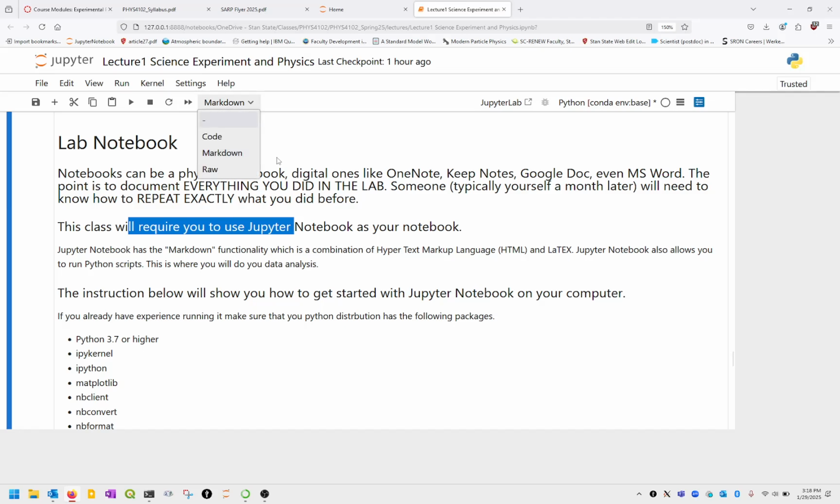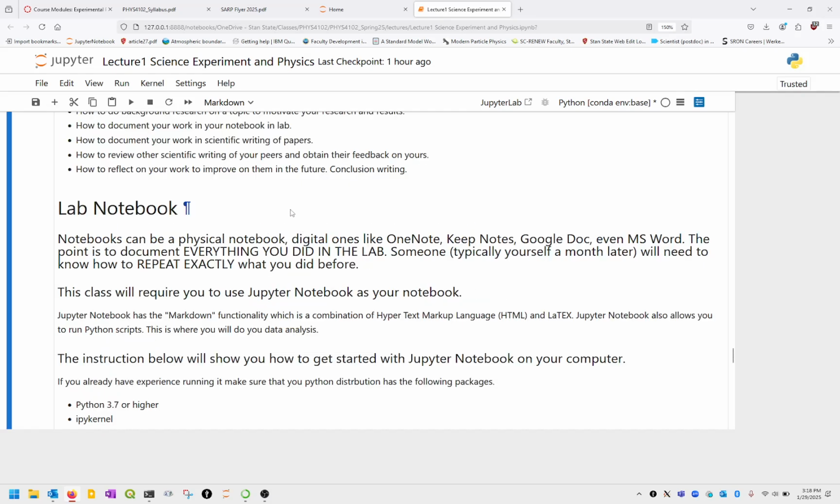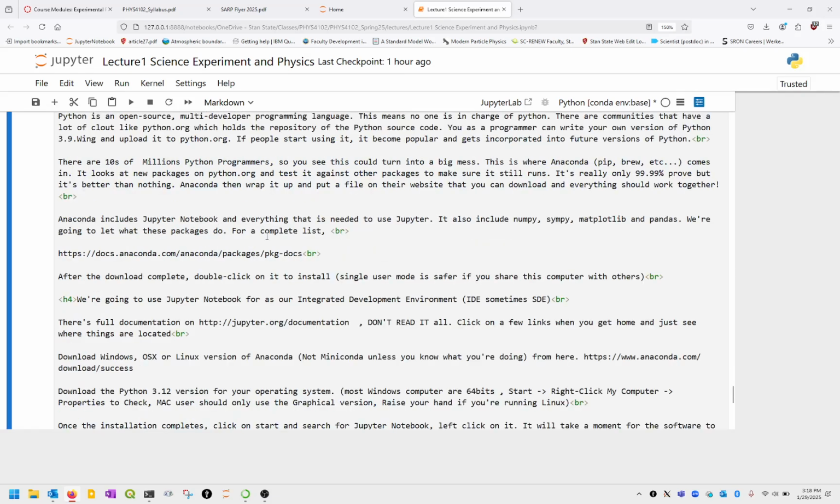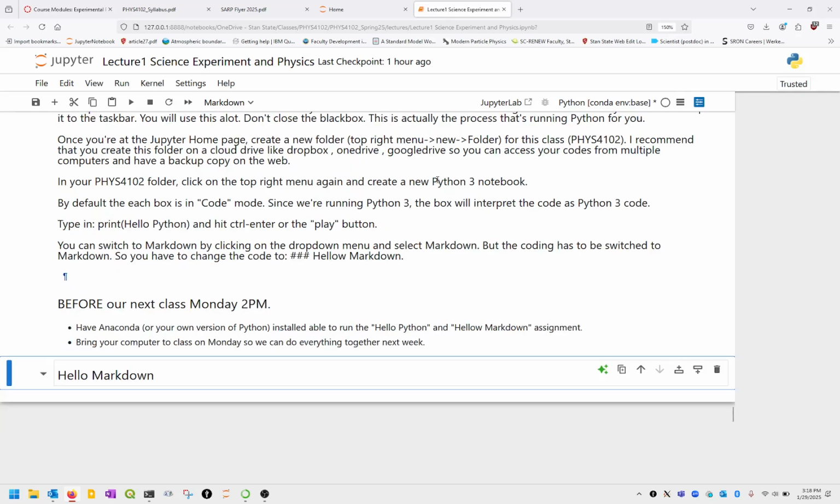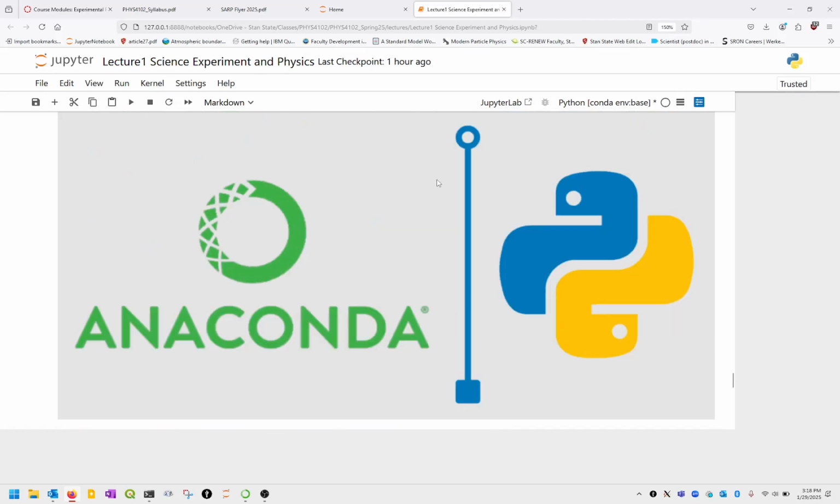In case you haven't noticed, this is not Python code. If I double click, this is what's known as markdown code encoding. And this markdown coding is kind of like a combination of hypertext markup language and LaTeX. This is its own separate thing. It's like, yeah, but it works.